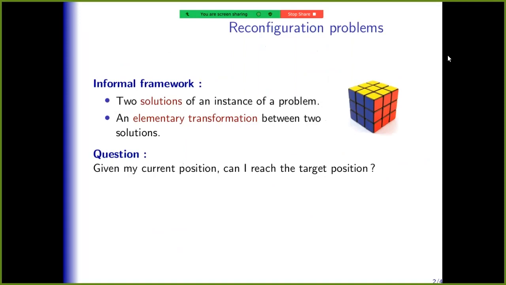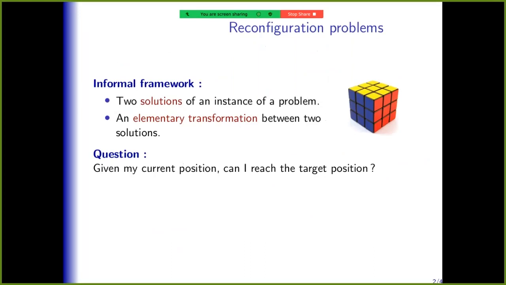So this talk is about reconfiguration. So what is a reconfiguration problem? You are given two solutions of an instance of a problem and an elementary transformation between two solutions, and the goal is to determine if, given my current position, it is possible to reach the target one.